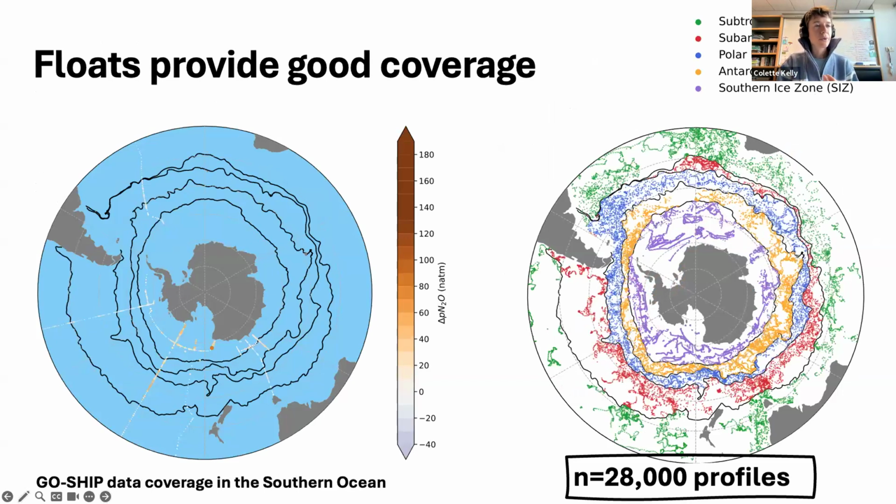And here I'm just showing our GO-SHIP nitrous oxide lines from the Southern Ocean, and then all of the BGC Argo float profiles that we have predicted N2O from, just to really visually emphasize how much more data we have when we use the BGC Argo float data.